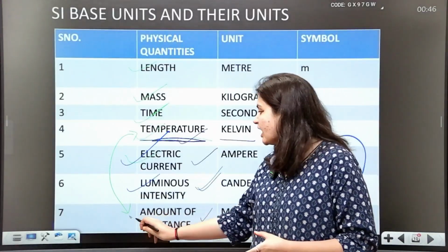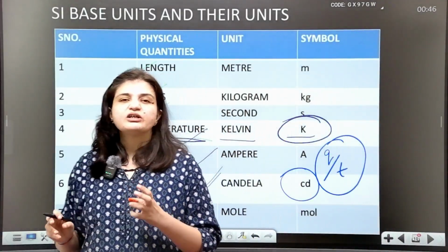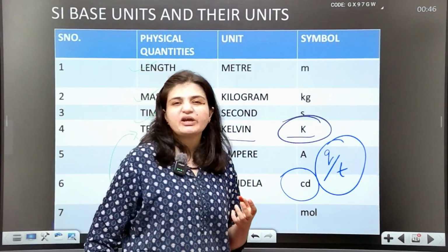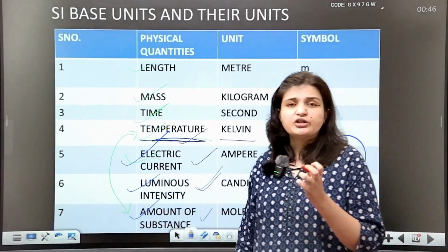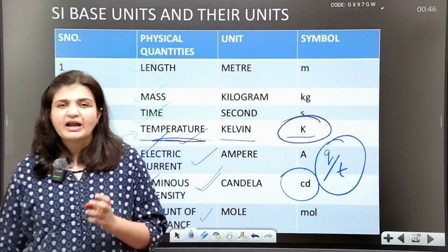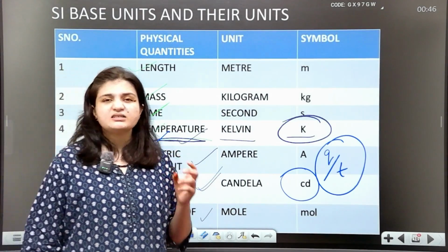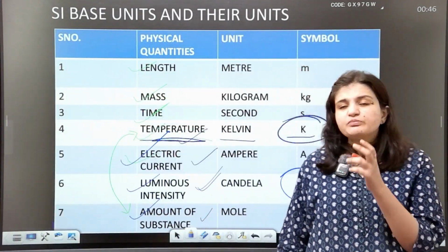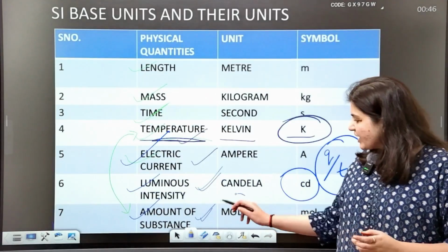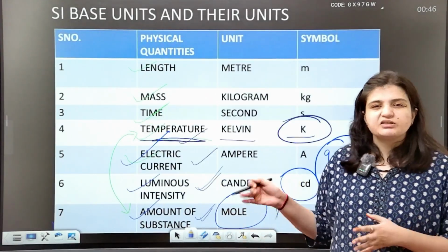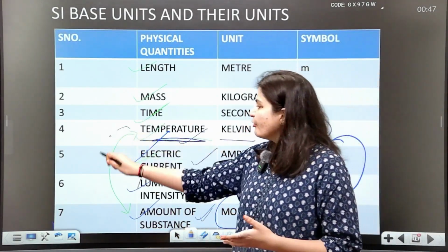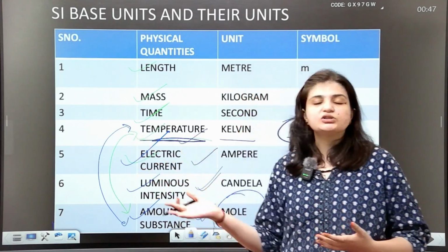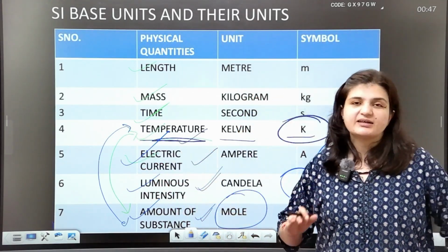Then comes the amount of substance. If we talk about atoms and nuclei, here the mass is very small and we have a very small number of atoms. To measure this amount of substance, we have the unit mole. We will study later on what a mole is. So these are the other four fundamental quantities which were also included other than length, mass and time.